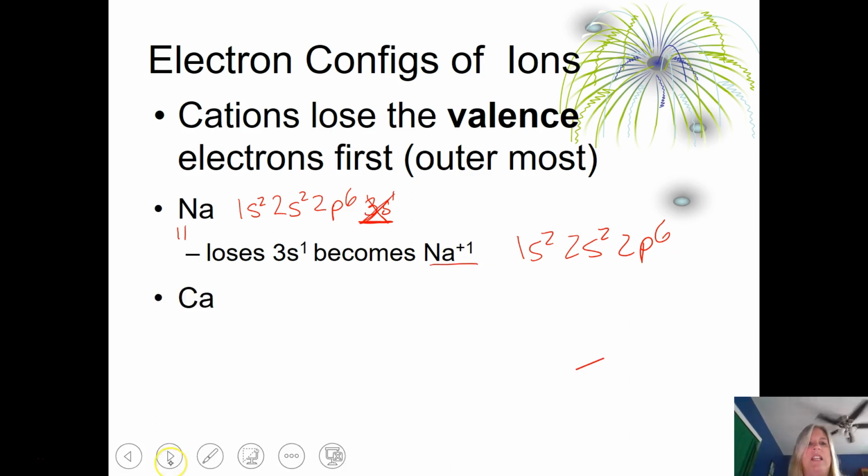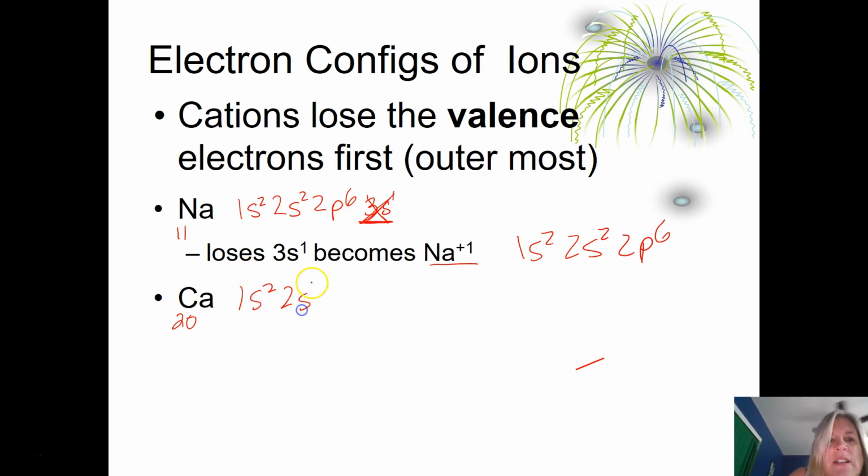How about calcium? Calcium on the periodic table is atomic number 20. So we have to fill 20 electrons. Let's do it. We have our 1s2, 2s2, 2p6, 3s2, 3p6. Notice we don't go to D. Remember the filling order, we go to 4s2. Let's count: 2, 4, 10, 12, 18, 19, 20. And if we look in row 4 at s2, we will see calcium sitting there.